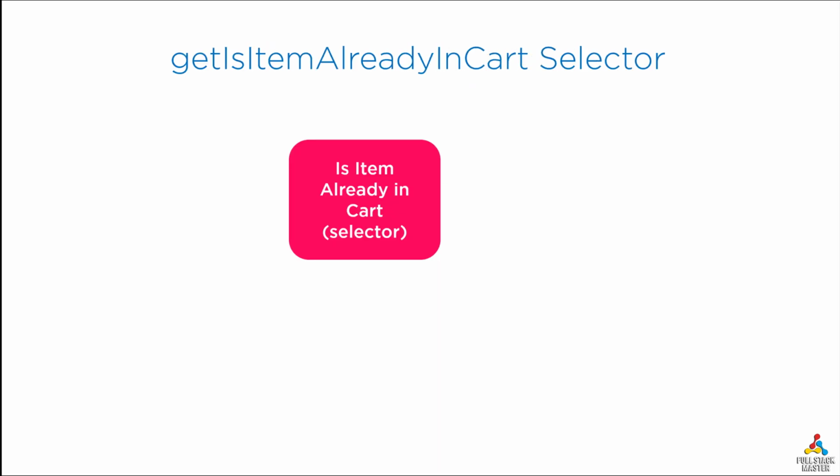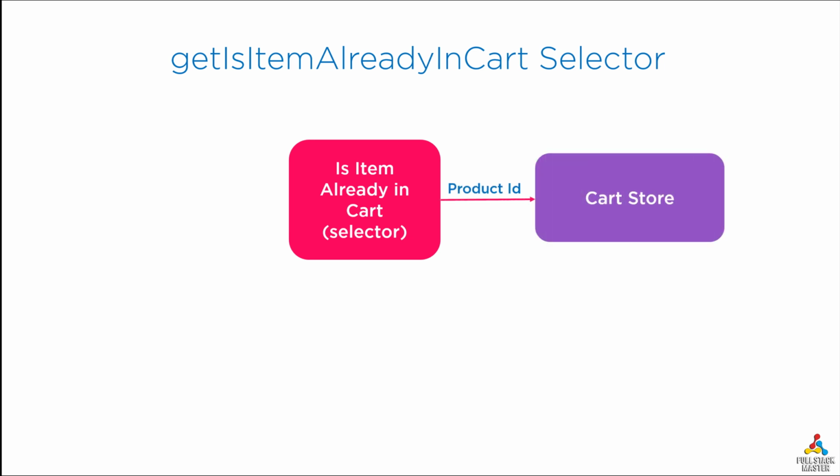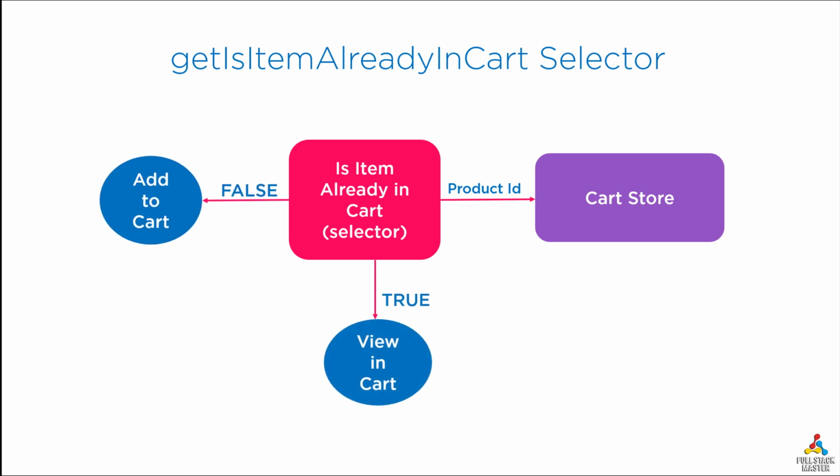The is item already in cart selector takes a product ID and queries the cart store. If the result is true, then the view in cart button will be displayed, otherwise the add to cart button will be displayed.